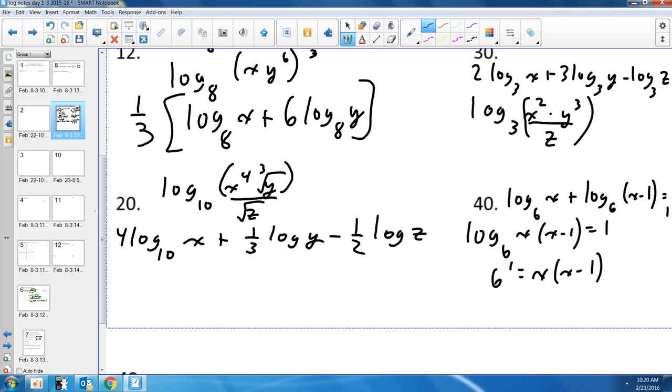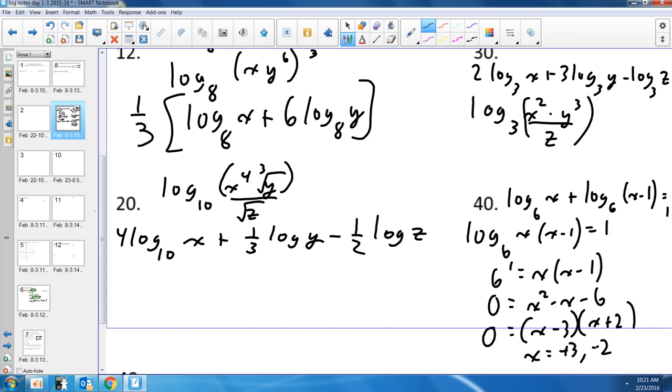This is where it's the base to the exponent equals the number. Switching it in forms. Now I want to set it equal to 0, so it becomes x squared minus x minus 6, subtracting x and distributing. I then want to factor, which is going to be x minus 3 and x plus 2. So x equals positive 3, or negative 2.